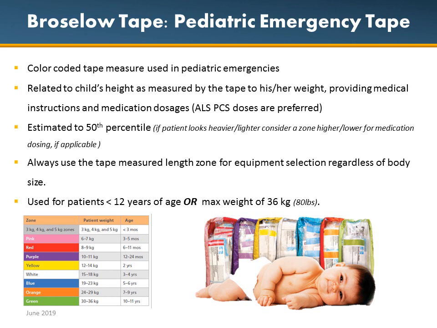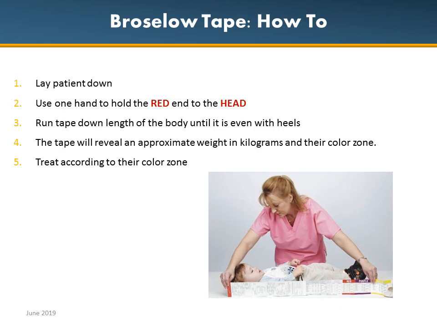Exactly. So how do you use the Broselow tape? Well, first thing, lay the patient down. Use one hand to hold the red end to the head. Remember, red to the head. Then run the tape down the length of the body until it's even with the heels. The tape will reveal an approximate weight in kilograms and their color zone. Treat according to their color zone.